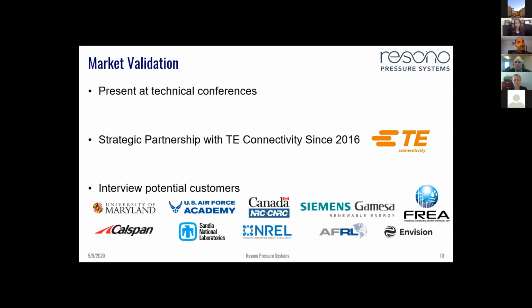In terms of market validation and who we're talking to and different customers, the first, I would say, the first mechanism that we used was presenting at technical conferences. Many people came to us and asked us, hey, where can we buy one of these technologies? And then, well, we have to build it for you. After that, we started a strategic partnership with TE Connectivity, that actually is a worldwide leader in pressure sensor technology, and they see our technology as an enabler for their pressure sensors and pressure scanners.